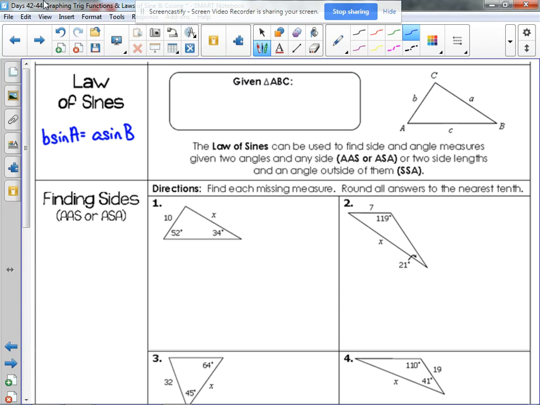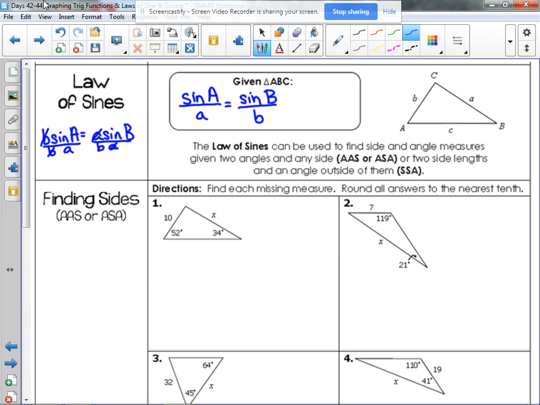If we get the same letters on the same side, so we want angle A and side A on the same side, we would divide both sides of this equation by A. And to do the same thing for B, we would divide both sides of the equation by B. So what we end up with is the sine of angle A over side A is equal to the sine of angle B over side B.